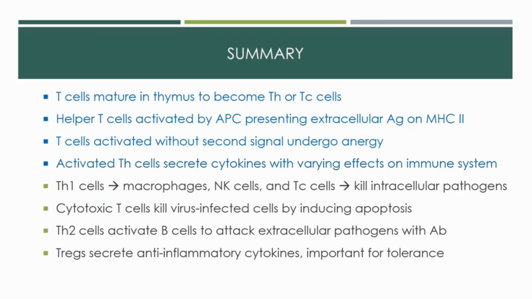Once activated, helper T-cells proliferate and produce their own specific mixture of cytokines tailored to what the infection is. Th1 cells stimulate macrophages, natural killer cells, and cytotoxic T-cells to kill intracellular pathogens. Some of those intracellular pathogens are viruses, which the cytotoxic T-cells can take care of by inducing apoptosis of the host cell. Don't forget they can also kill tumor cells and the cells of transplanted organs. Th2 cells activate B cells to attack extracellular pathogens using antibody. And lastly, Tregs secrete anti-inflammatory cytokines and are important for tolerance to self-antigen.